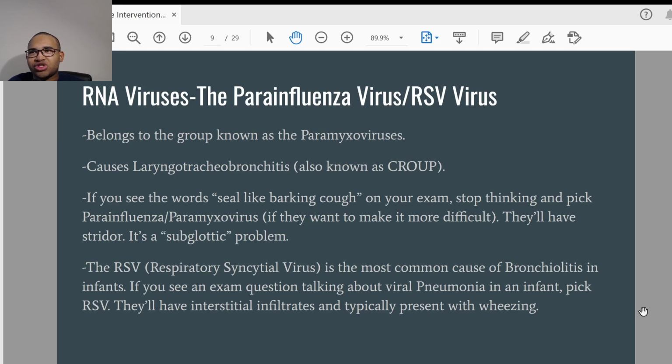Now, RSV is actually the most common cause of bronchiolitis in infants. So if you see a question about viral pneumonia in an infant, like a kid that's 3 years old or less or thereabouts, and they tell you you get a chest x-ray and you see interstitial infiltrates, you want to definitely think about RSV. And for the most part, they will have wheezing, right? Because bronchiolitis is a lower airway problem. So lower airway problems tend to present with wheezing. Upper airway problems tend to present with stridor.